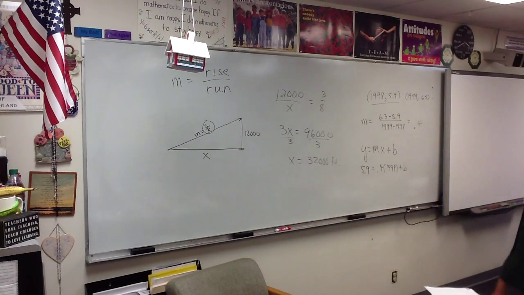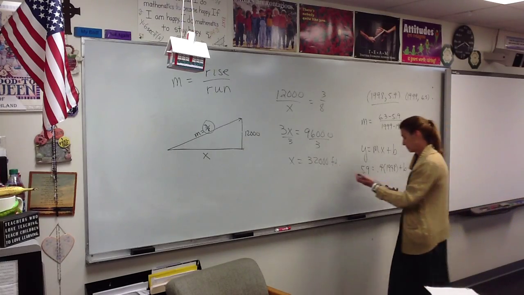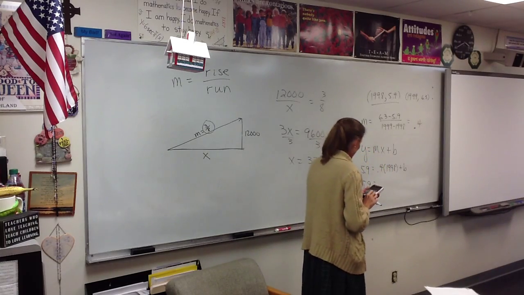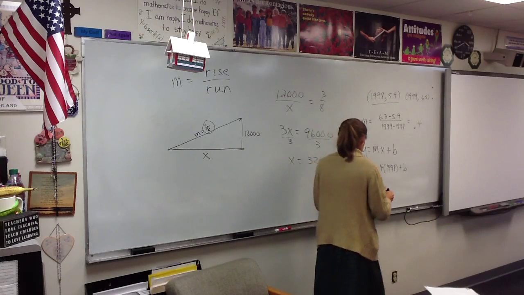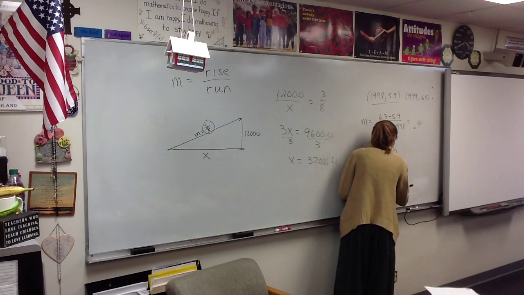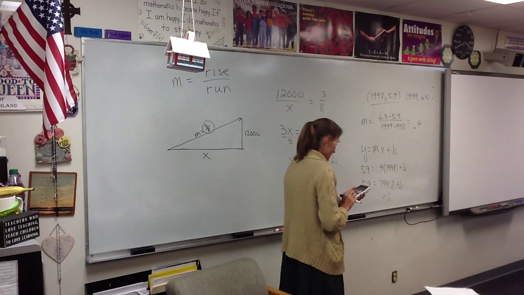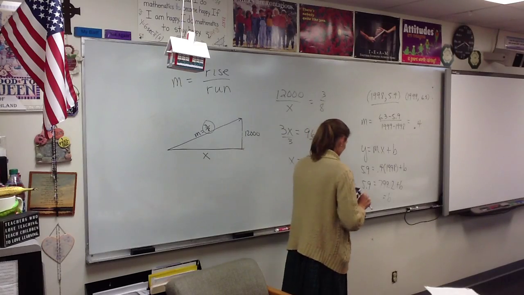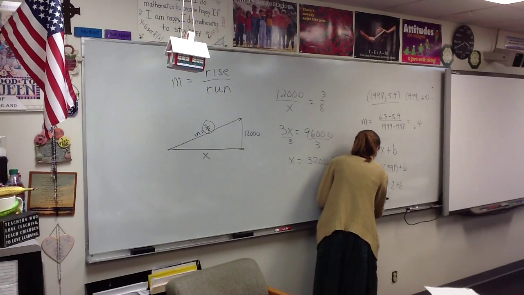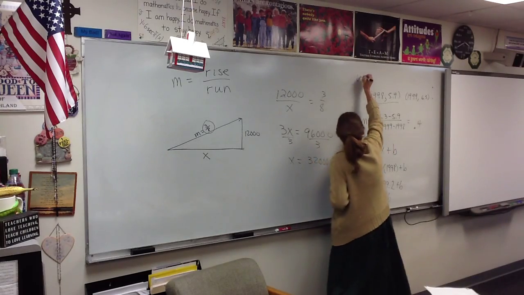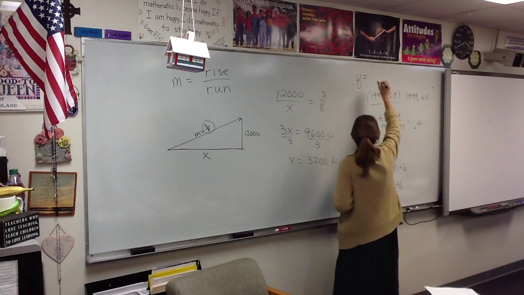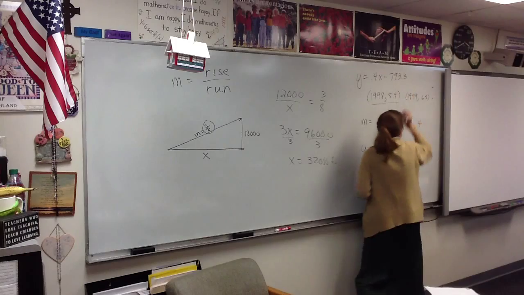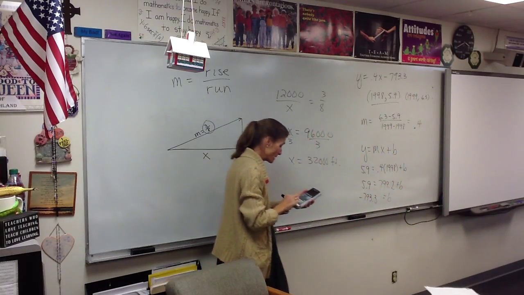I'll let my trusty calculator help me out here. 5.9 equals 799.2 plus b. So 5.9 minus 799.2, negative 793.3, is my b. So this equation, Harry, should be y equals 0.4x minus 793.3. So that's part A.